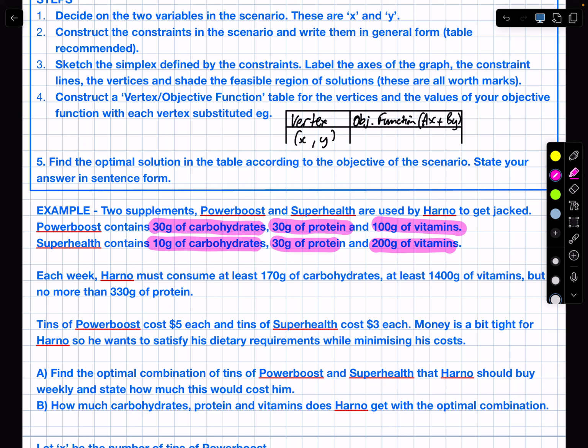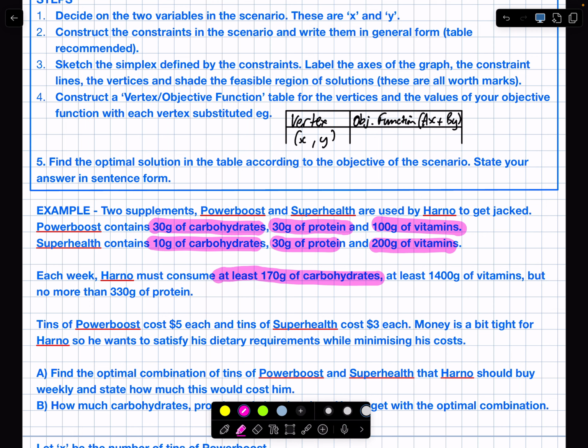Each week, Hano must consume at least. Is at least an important word in our context? Yeah. Because we need to decide if it's greater than or equal to or less than. At least means greater than or equal to. At most means less than or equal to. So at least 170 grams of carbs. At least 1,400 grams of vitamins. But no more than. That's a completely different direction for the inequality. No more than 330 grams of protein.